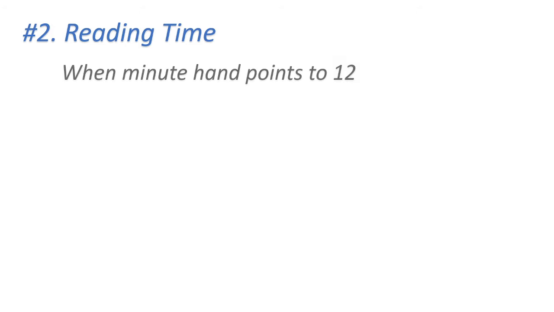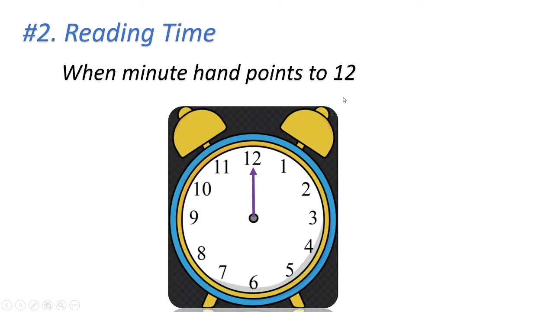Now, here first we look at when the minute hand points to 12. So, when the minute hand points to 12 and the hour hand points to any number, then the time is that number. In this case, it is 1 o'clock. Similarly, if it points to 4, it is 4 o'clock. If it points to 10, it is 10 o'clock.